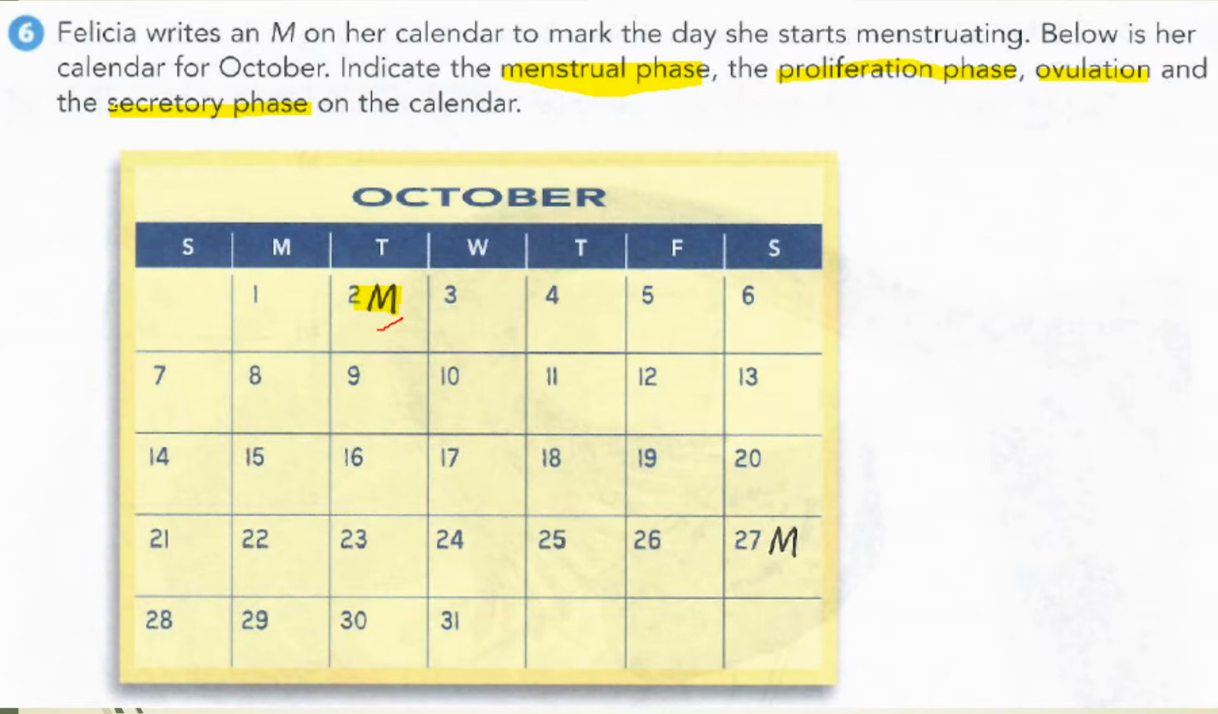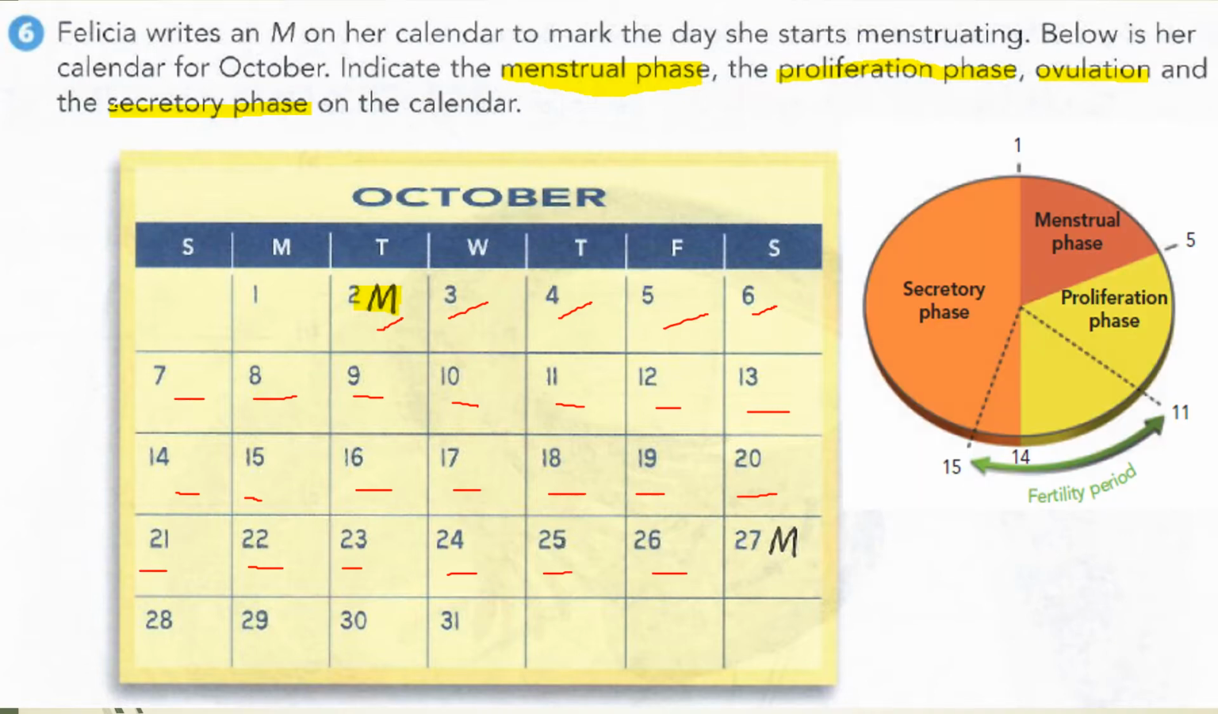So 1, 2, 3, 4, 5, 6, 7, 8, 9, 10, 11, 12, 13, 14, 15, 16, 17, 18, 19, 20, 21, 22, 23, 24, 25. So we have a cycle of 25 days, okay?